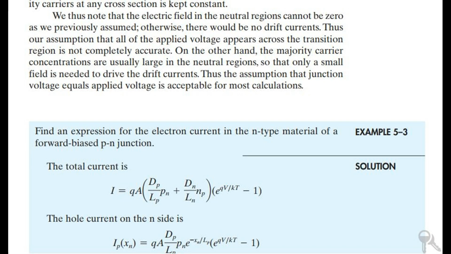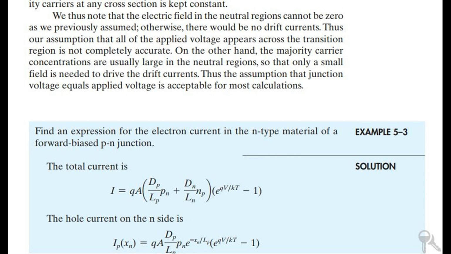On the other hand, the majority carrier concentrations are usually large in the neutral regions, so that only a small field is needed to drive the drift currents. Thus the assumption that junction voltage equals applied voltage is acceptable for most calculations.